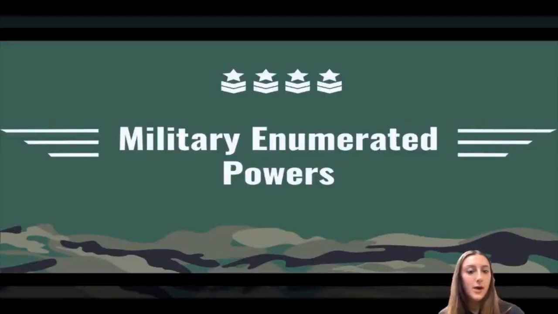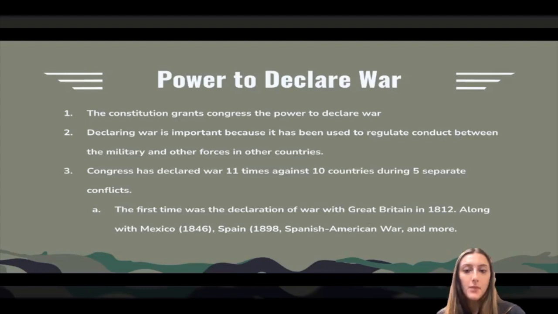Military enumerated powers. The first one is the power to declare war. The power to declare war means that the Constitution grants Congress the power to declare a war.